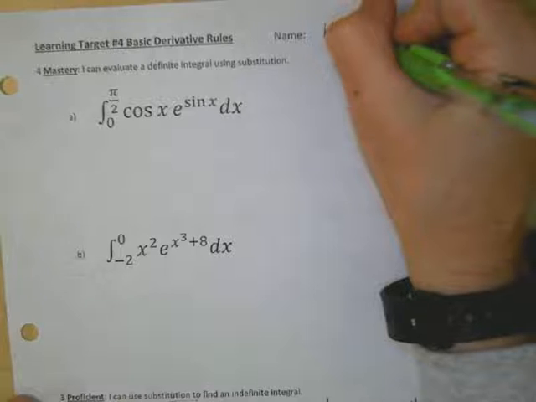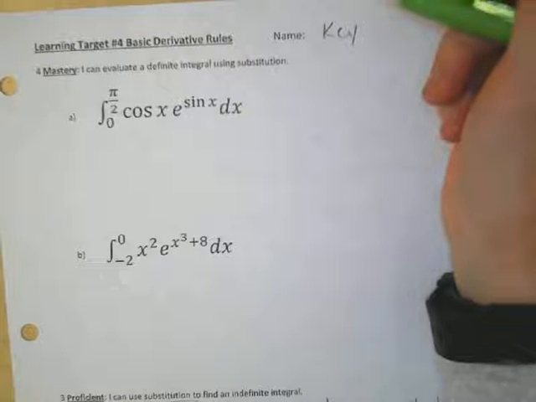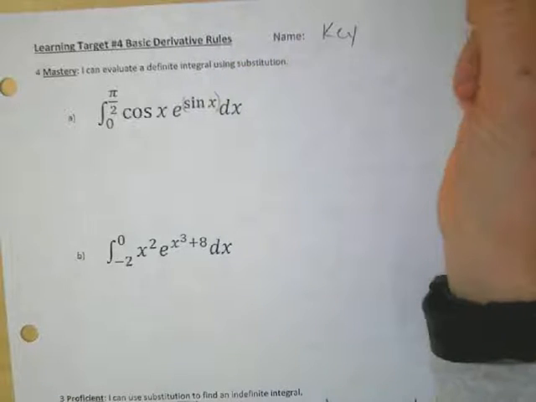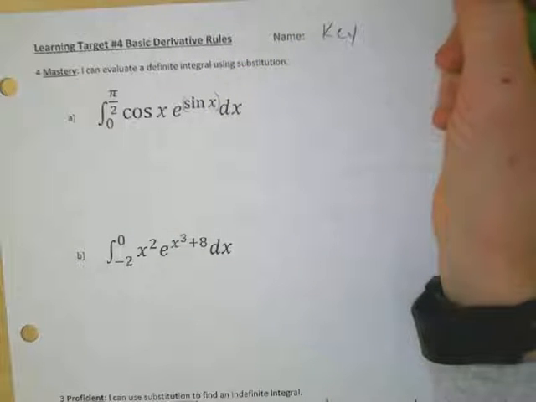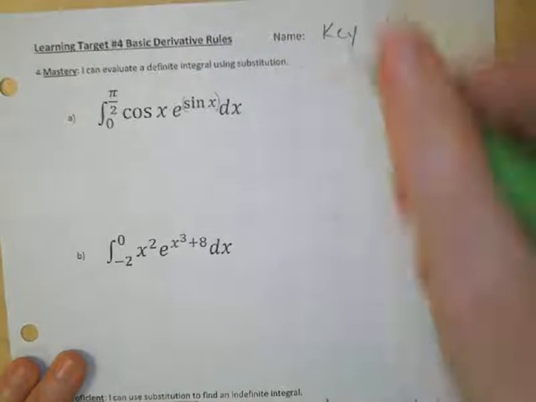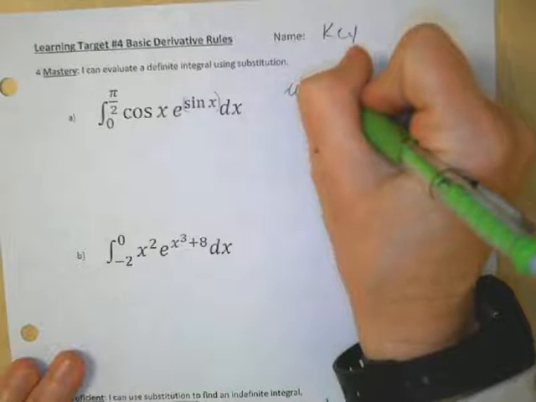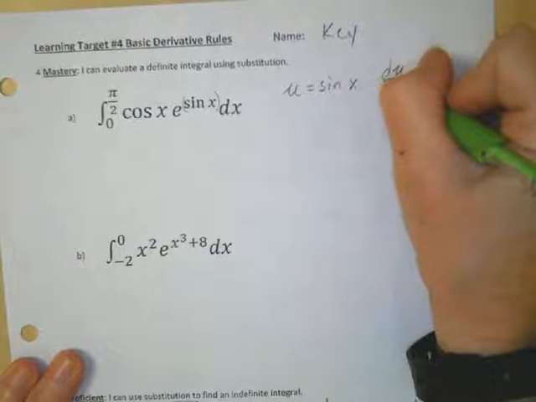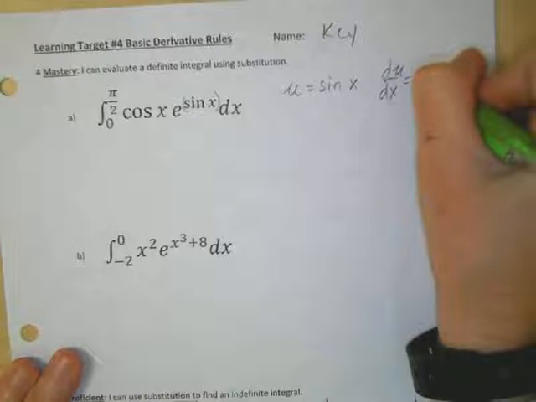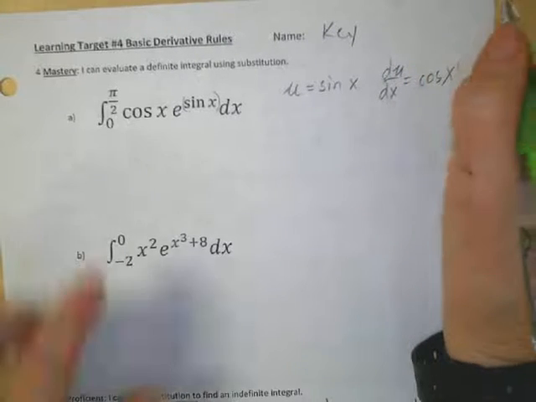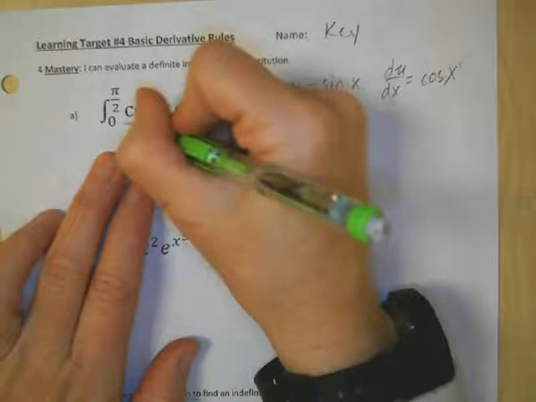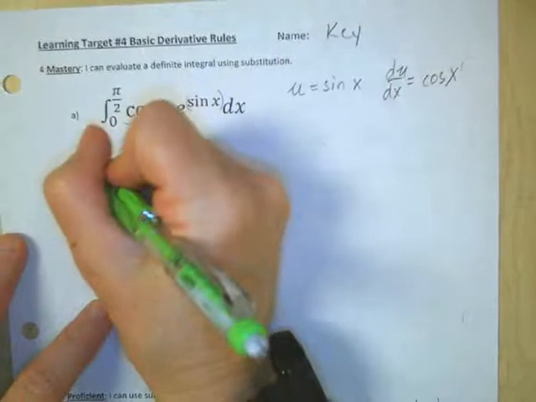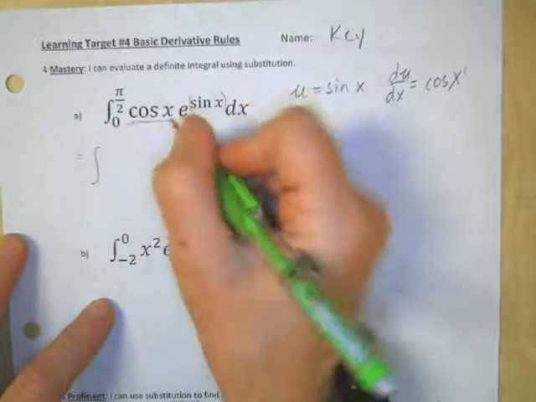Okay, so, next one. Ooh, look at this. I have an e to an exponent. That's got to be my u, right? Whenever we have an exponential, that's got to be my u. So, I'm going to say that u is equal to sine of x. So, therefore, du dx is equal to the derivative of sine, which is cosine. So, I see I have a cosine. There it is. So, that's my du dx. So I'm going to rewrite this as cosine x is my du dx.